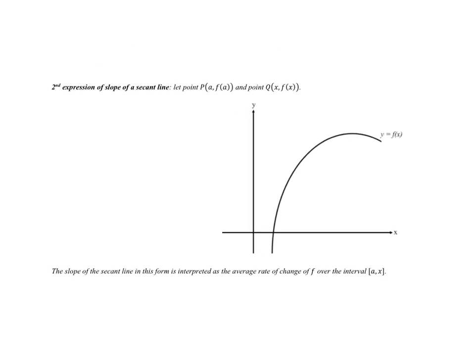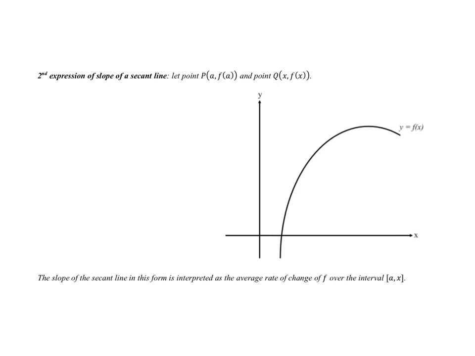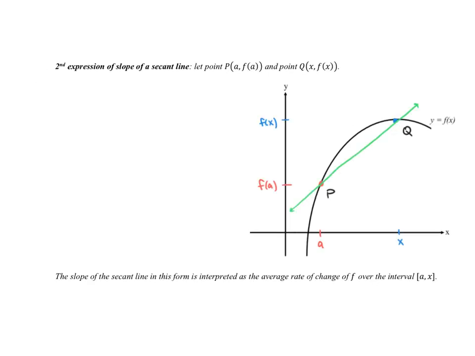Okay, on this next page, there is a second sort of common definition that our textbook as well as AP uses. So I'm going to pause again and draw this out. All right, so what we have is point P, which is going to be a, f of a. So I drew that in red. Point Q, which is x, f of x, that's in blue.